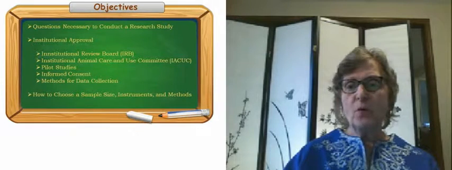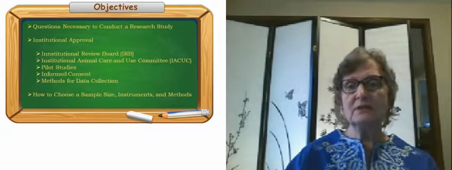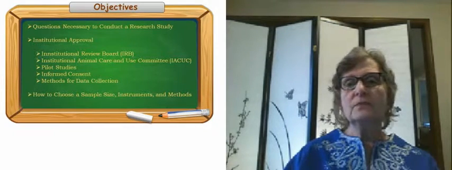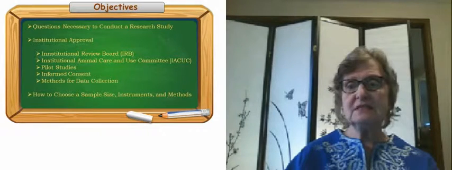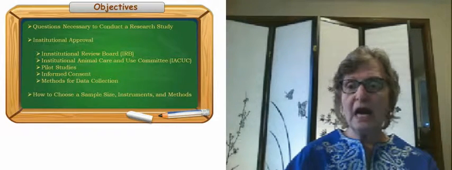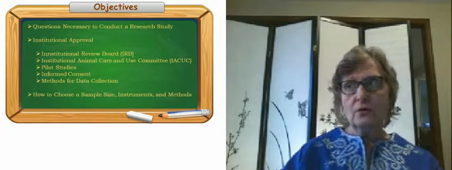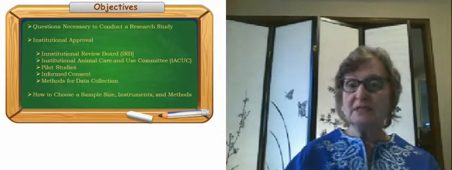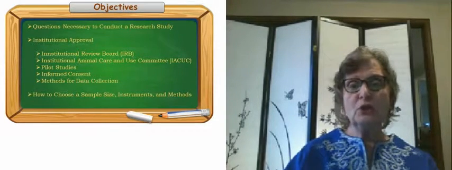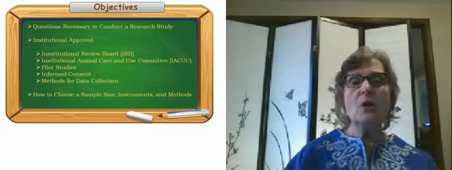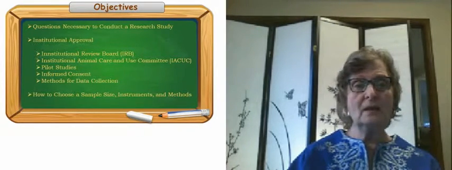The objectives for this presentation are to discuss the questions necessary to conduct a research study, institutional approval. There are two types of institutional approval. There's the Institutional Review Board, or IRB, which is required for doing research with human subjects. And there's the Institutional Animal Care and Use Committee approval, which is required for doing research with non-human animals.